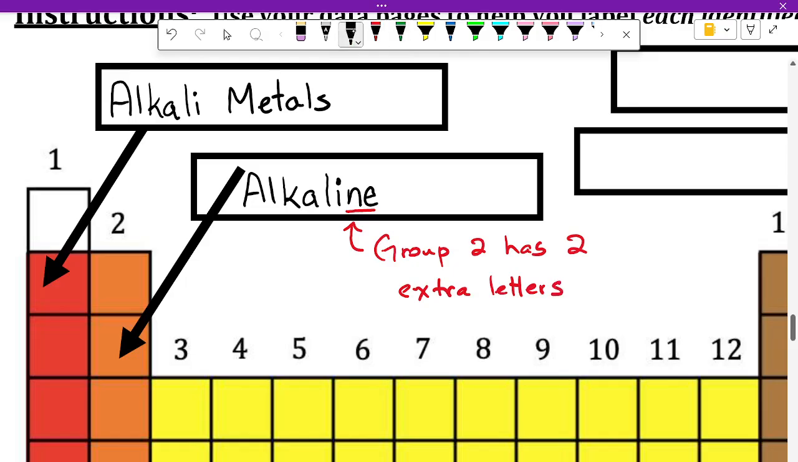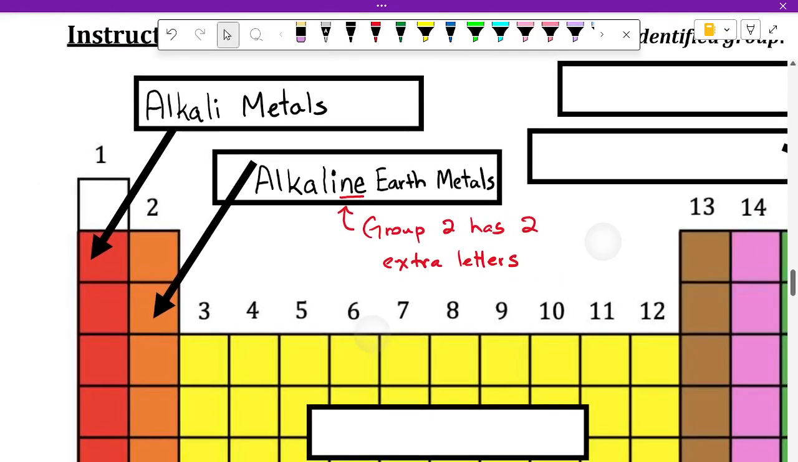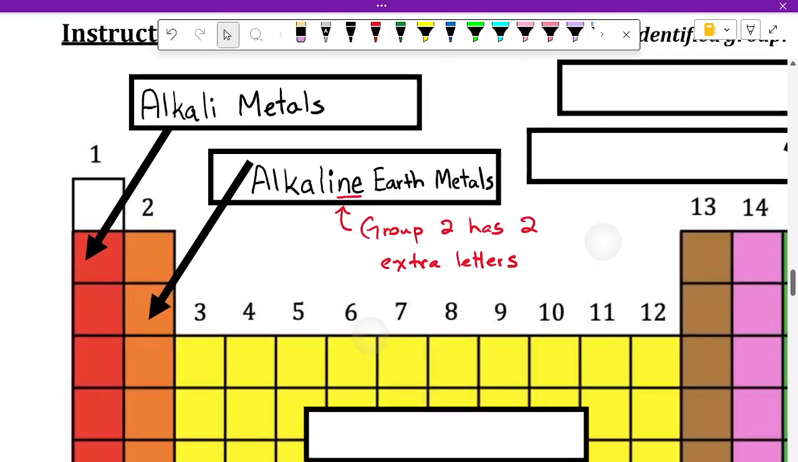But it's not just alkaline, it's called the alkaline earth metals. So it has 2 extra letters. It also has an extra word. Did you learn these last year? No? Okay. So this is new.